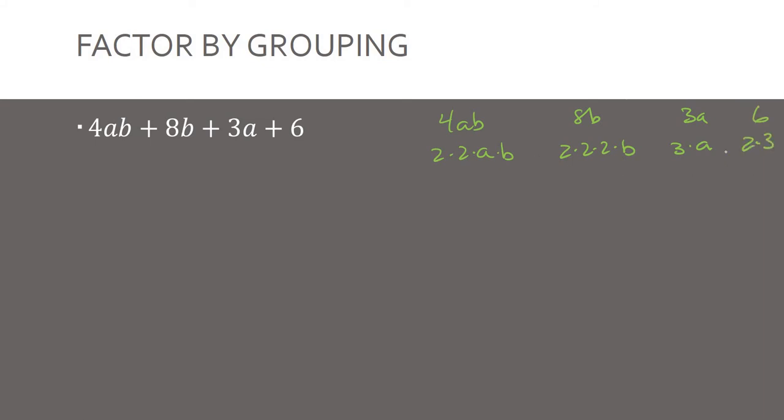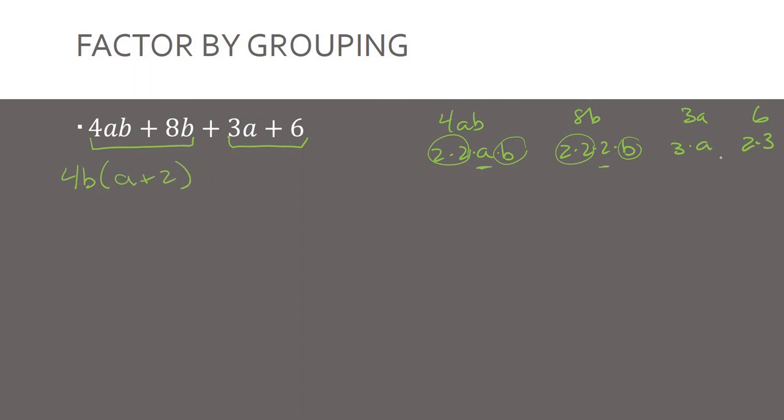Now, a bunch of them have a 2 in common, but there's no 2 in this 3A term. A bunch of them have an A, but not all of them. So there's really no common factor that I could pull out to the front. But if I put this group together and this group together, the common factor for 4AB and 8B is 4 and B. That's what they have in common. So 4B is my common factor, leaving behind an A and a 2.